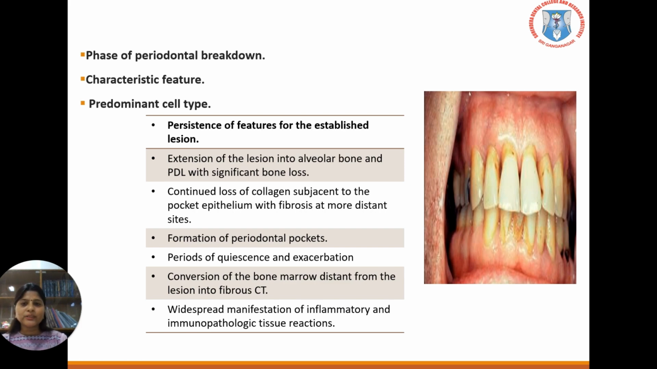Conversion of bone marrow distant from the lesion into fibrous connective tissue is seen. Widespread manifestation of inflammatory and immunopathological tissue reactions is seen. In this stage, the predominant cell type will be the plasma cells, with neutrophils as well as lymphocytes, depending on the acute and the chronic stages which are seen in the different areas of the gingival tissues.